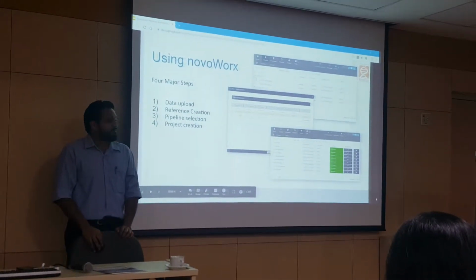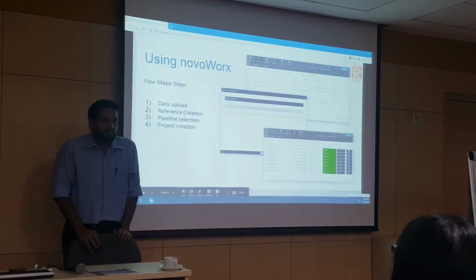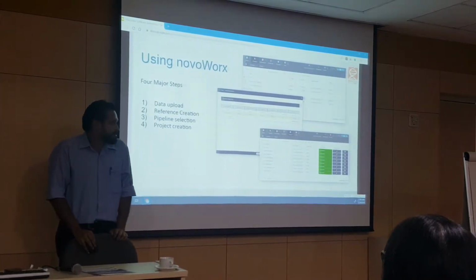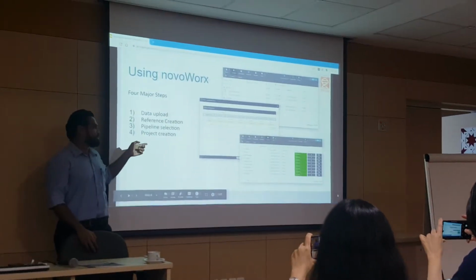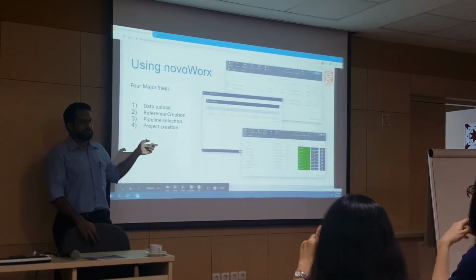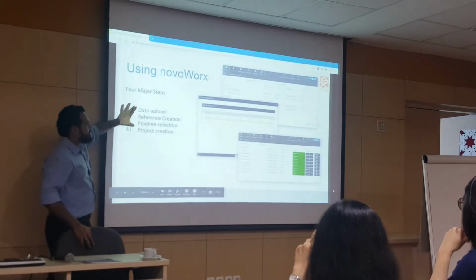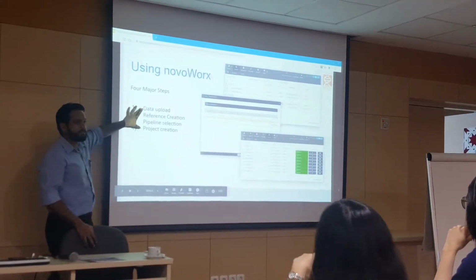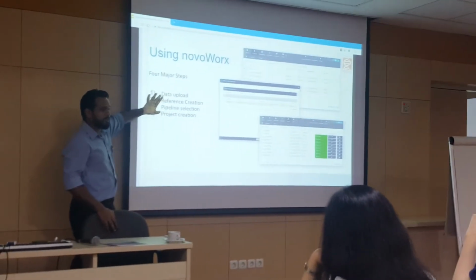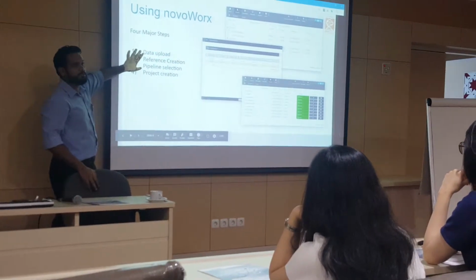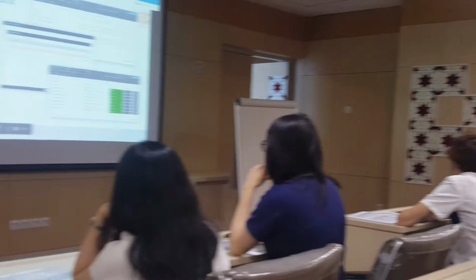Usage of novoWorx is done in 4 major steps. The first one is the data upload. The second one is the reference creation, the pipeline selection, and the project creation. These 3 are generally a one-off process. You normally only have to do these 3 steps at one time. If you've already done all of these 3, you can just proceed to the project creation, no problem. So I think we'll just proceed to the demonstration. I'll show you what is novoWorx and how you're going to use it.